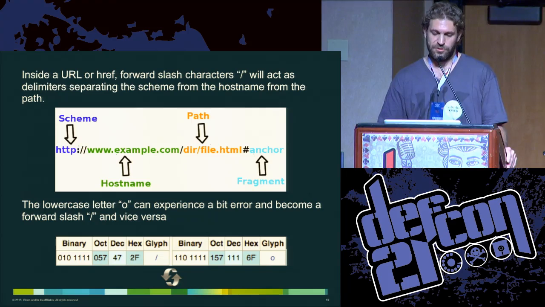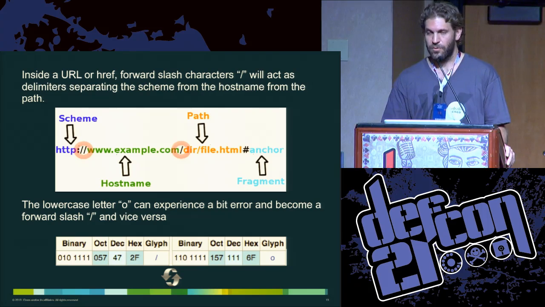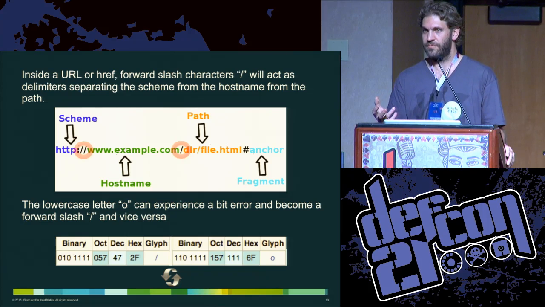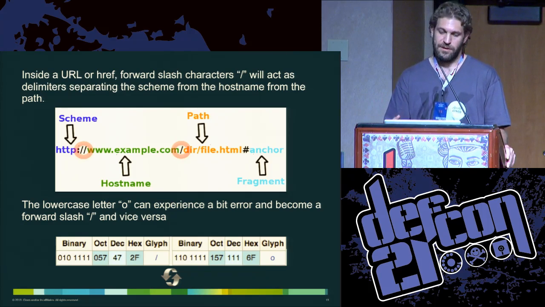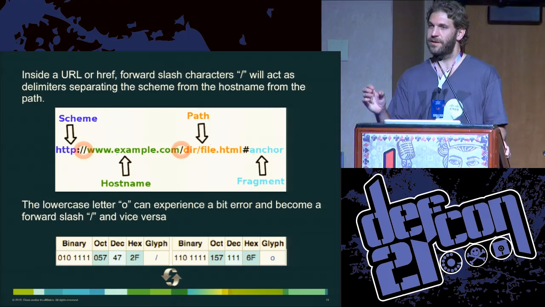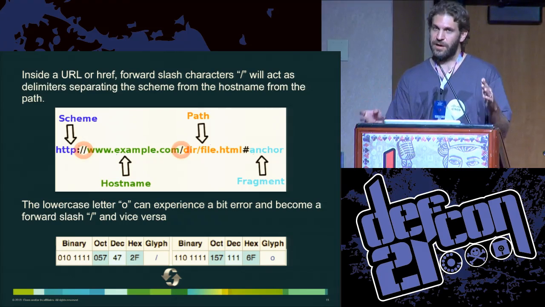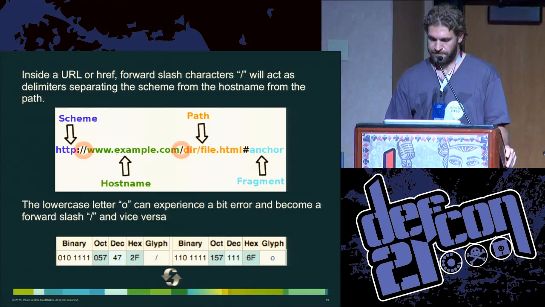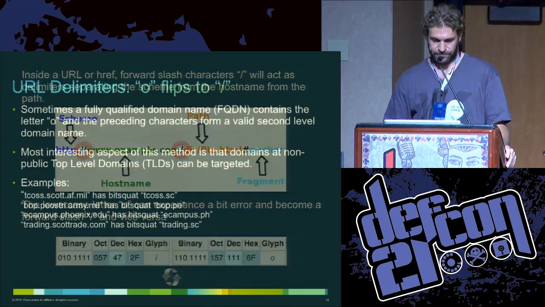And here's the general structure for any URL, an HTTP URL. You'll notice that there's a scheme, hostname, path, and so on, but there's a couple of places, which I'll highlight here in red, where we have forward slashes. If you think about Bitsquats in the context in which they most likely appear, it's going to be inside of web links. And there's a relationship between the letter O and the forward slash where, by the flip of one digit, one becomes the other. And so how can we use this?